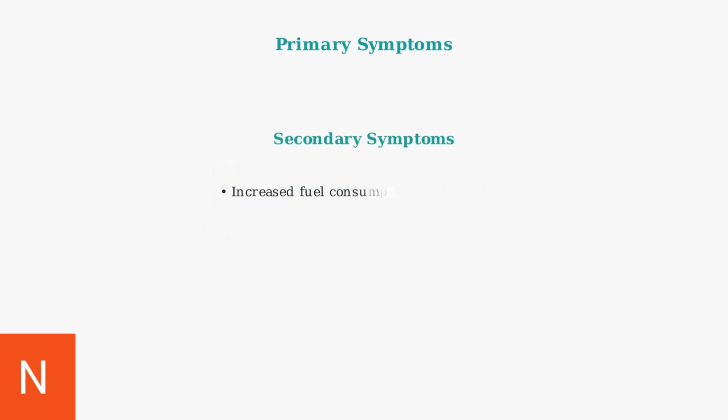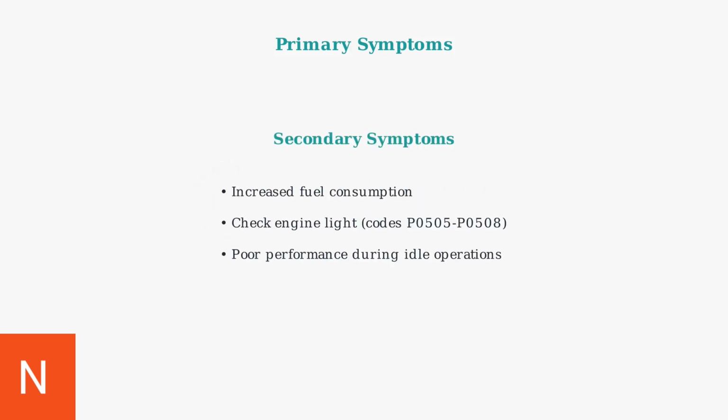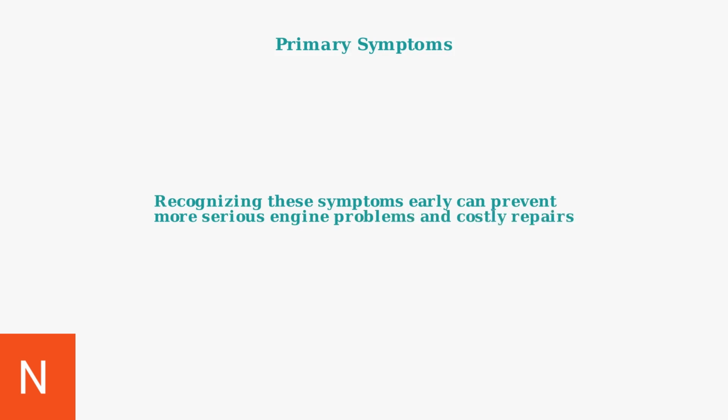Secondary symptoms may include increased fuel consumption due to improper air-fuel mixture, a check engine light with diagnostic codes P0505 through P0508, and poor performance during idle-dependent operations like parking or sitting in traffic. Recognizing these symptoms early is crucial for preventing more serious engine problems and avoiding costly repairs down the road.